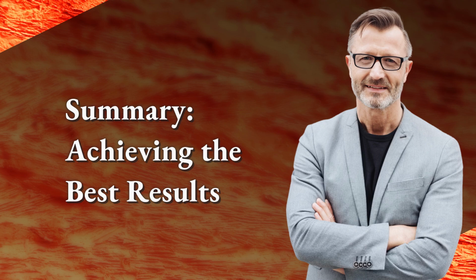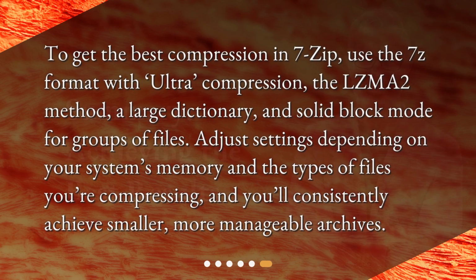Summary: achieving the best results. To get the best compression in 7-Zip, use the 7Z format with Ultra compression, the LZMA2 method, a large dictionary, and solid block mode for groups of files. Adjust settings depending on your system's memory and the types of files you're compressing, and you'll consistently achieve smaller, more manageable archives.